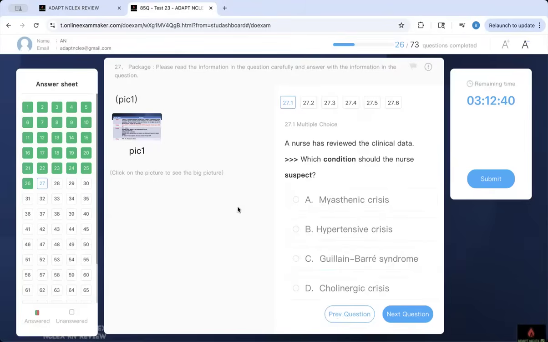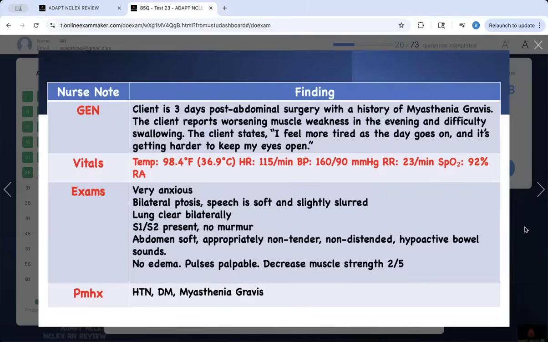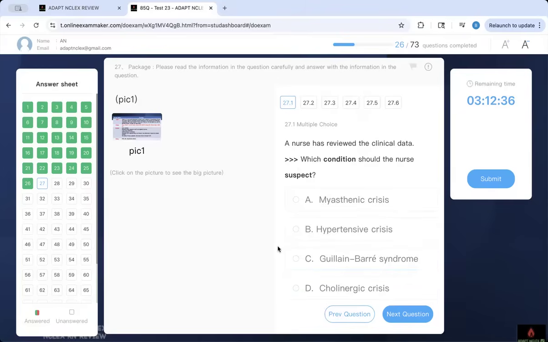160/90. Is it Guillain-Barré syndrome? Is this cholinergic crisis? You pick your answer, pause the video, put it down. This is myasthenia gravis. It can be a hypertensive crisis. I'll talk more about hypertension.